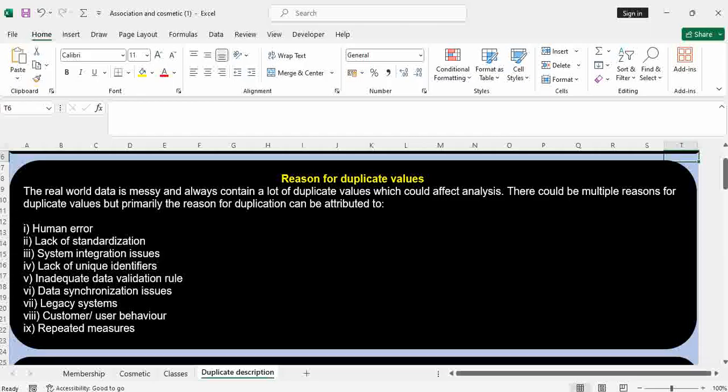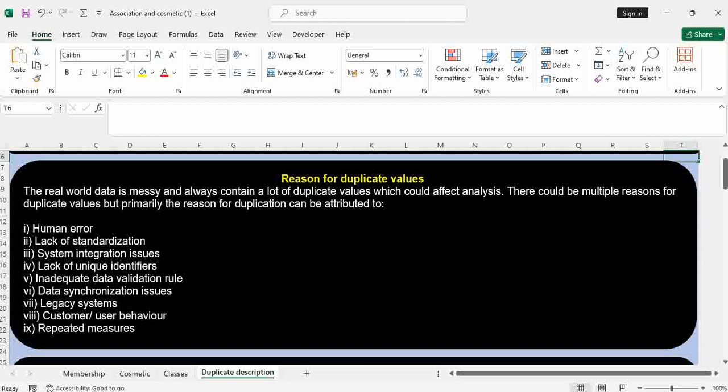Inadequate data validation rules. For example, if I already have an email, you are trying to recapture my email, and now instead of .com, you put something that doesn't exist. The validation should be giving you an alert that this should not be the case, or the validation should be giving you an alert that such a customer already exists. So when you don't have a good validation rule, this can lead to a lot of duplication.